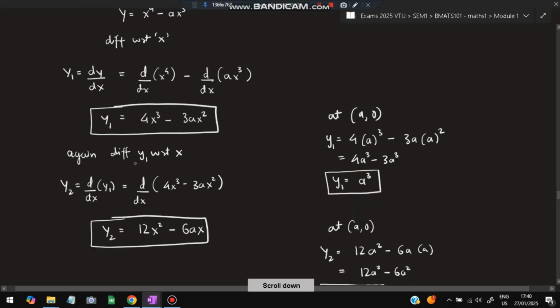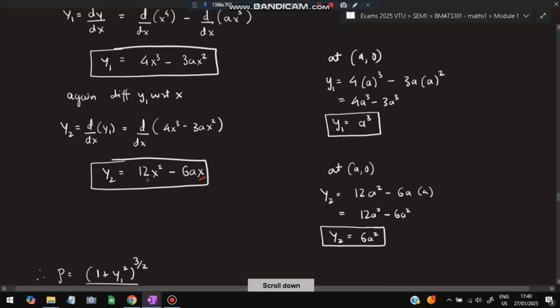Now again differentiate y1 with respect to x. We have to find y2. Y1's differentiation is y2. So y2 will become differentiation of this one. So this will become 12x square, and this will become 6ax. Again substitute the value of x as a here, and we'll get y2 value also.